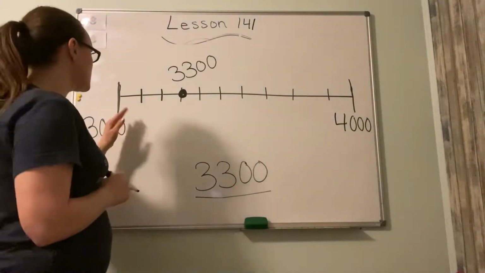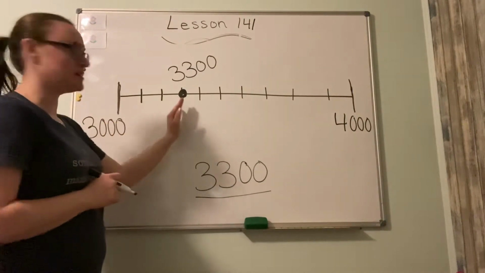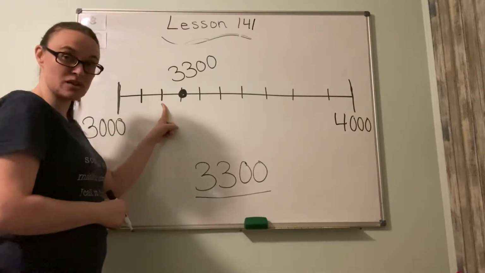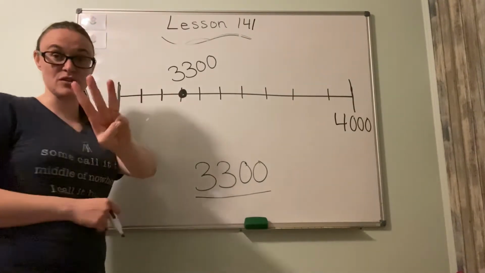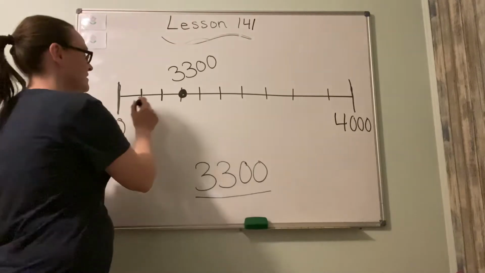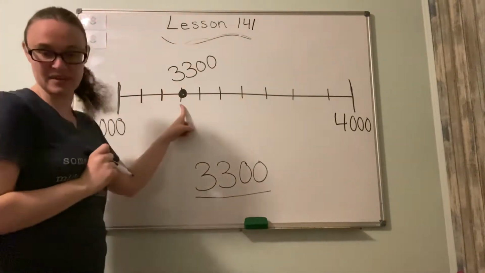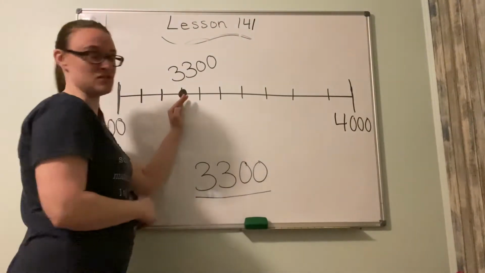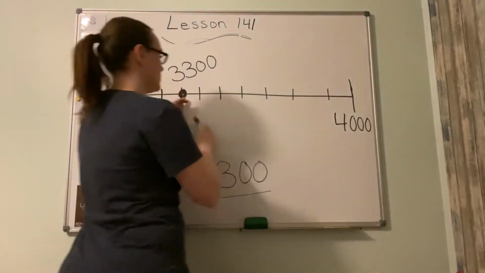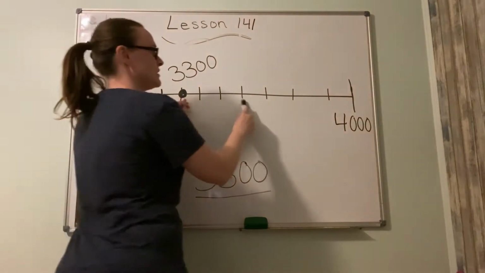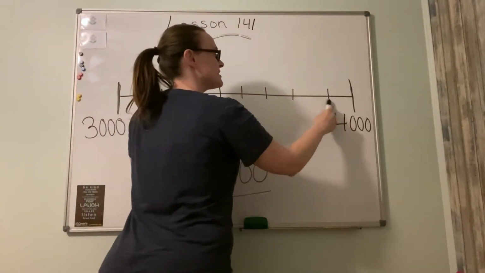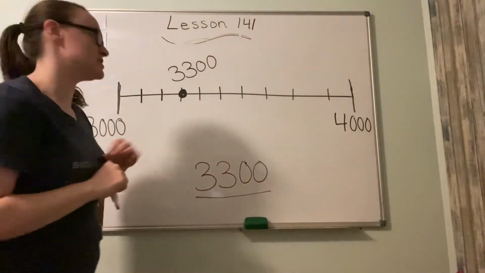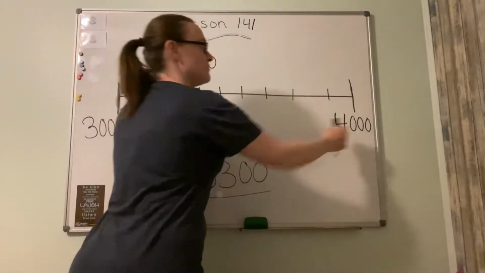Okay. Now, how many hundreds are between 3,000 and 3,300? We have 100, 200, 300. So there are 3 hundreds between them, aren't there? Now, how many hundreds are between 3,300 and 4,000? Well, we have 1, 2, 3, 4, 5, 6, 7, don't we? There's 7 hundreds between 3,300 and 4,000.